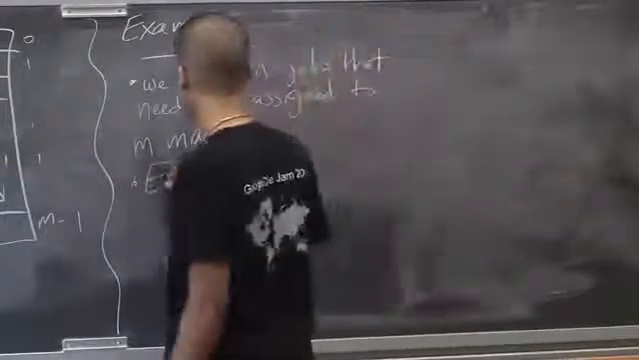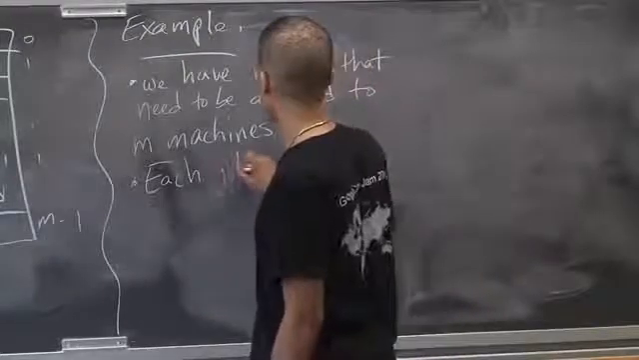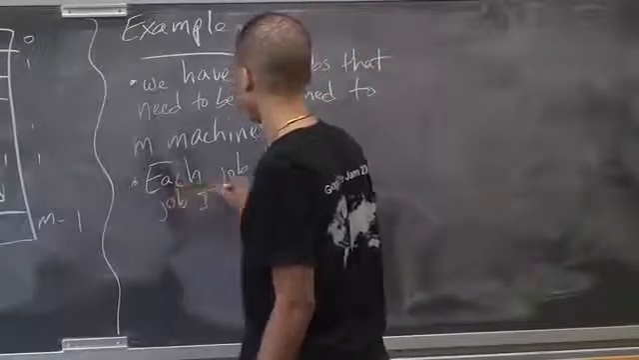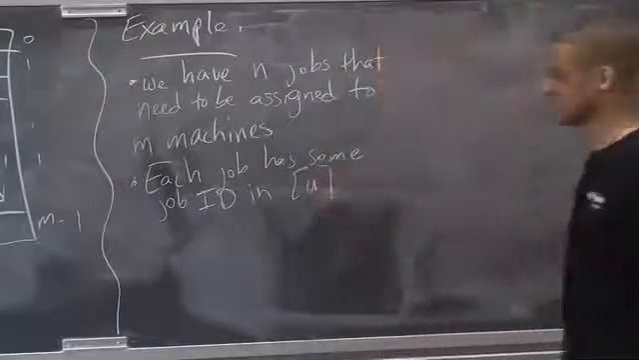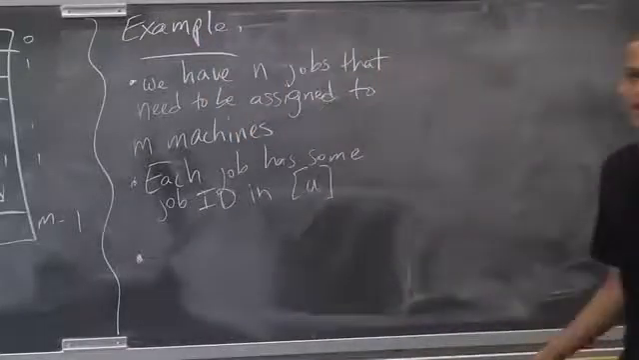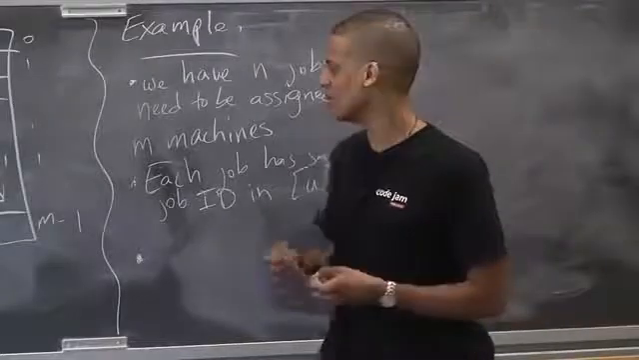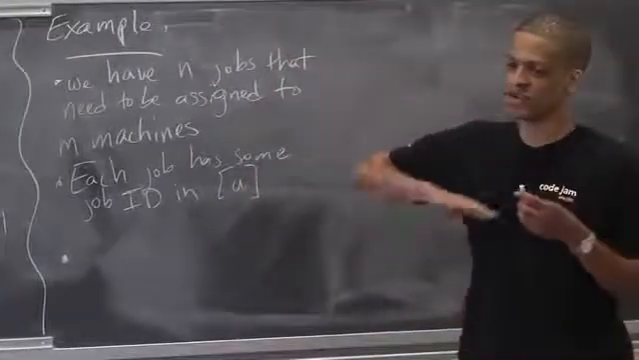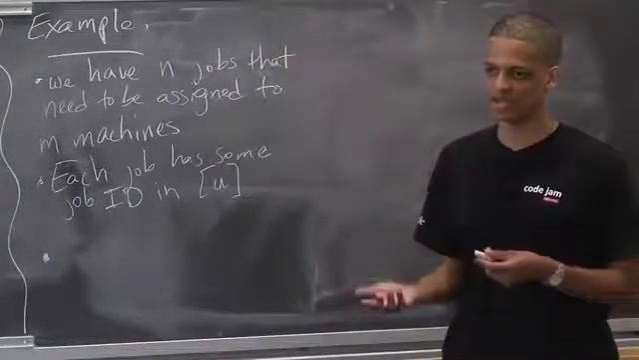And each job, or do we have a scribe for today? Yeah, okay, great. So each job has some job ID, in this range, in this universe. Okay. So if we know all the jobs up front, what's one reasonable thing that we might want to do? Let's say that the m machines are all identical. None is faster or has better hardware than the other. We'd want to evenly spread the jobs across the machines so that each machine gets roughly n over m jobs.